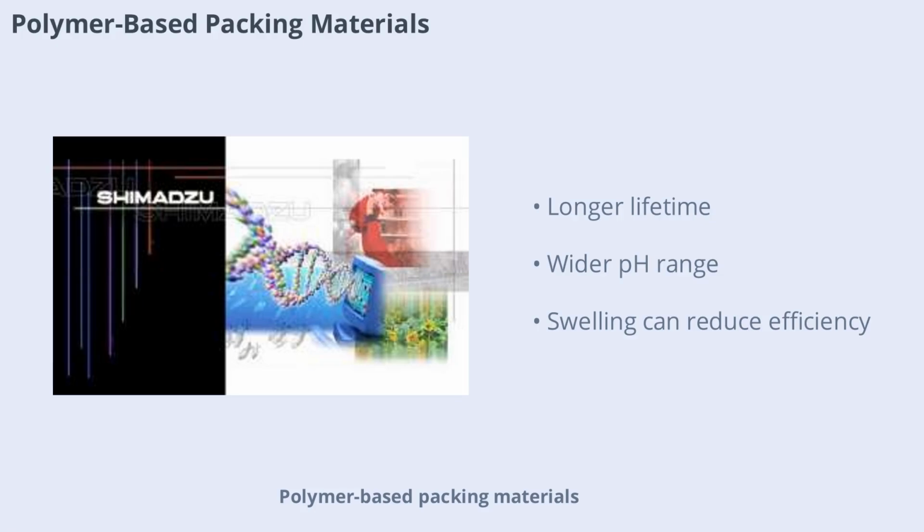Polymer-based packing materials, often made from divinylbenzene cross-linked polystyrene, are valued for their longer lifetime and lower back pressure. They can operate over a wider pH range and are suitable for separating highly basic solutes at high pH. However, these particles can swell, especially in gradient elution, which may reduce efficiency. Polymer-based columns are also more tolerant of higher temperatures, making them versatile for challenging separations.